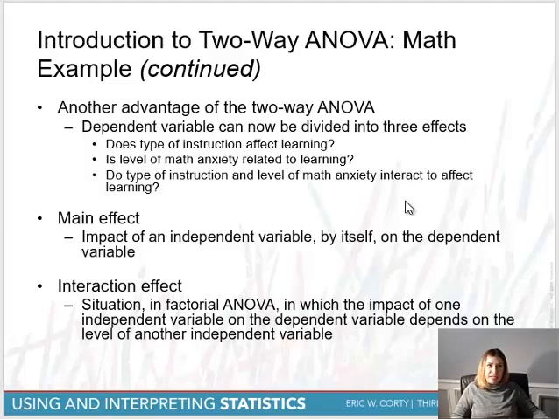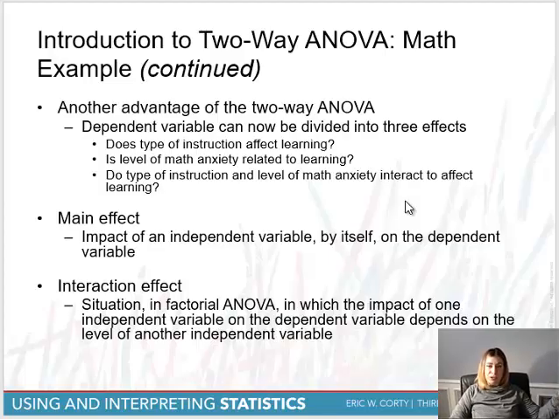A main effect is simply the jargon for the effect of an independent variable alone on your dependent variable. So it would be the impact of anxiety all by itself, excluding how the instruction was. Anxiety all by itself on learning. And on the flip side, it would be looking at method of instruction all by itself, regardless of your level of anxiety, on learning. So that's the main effect.